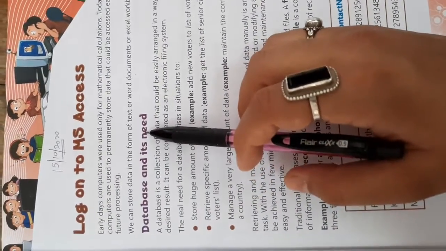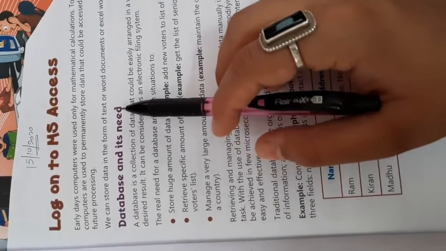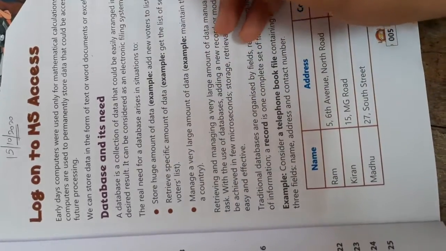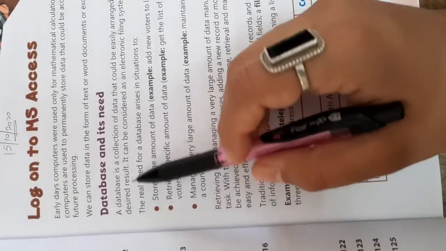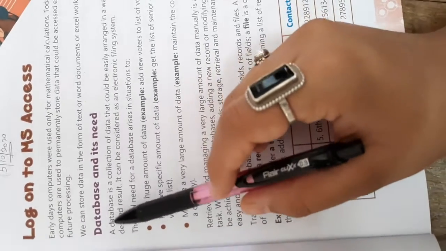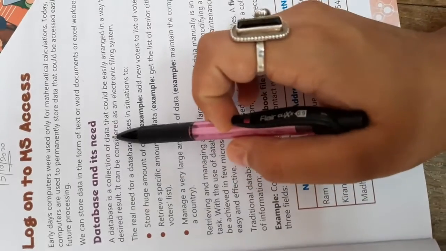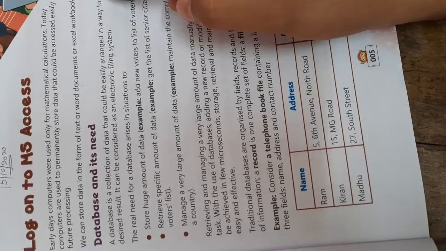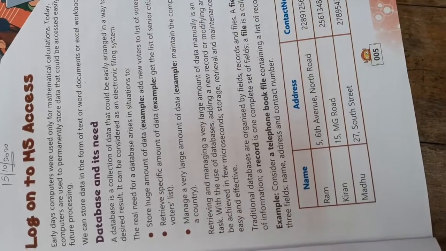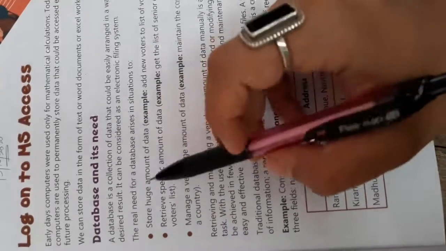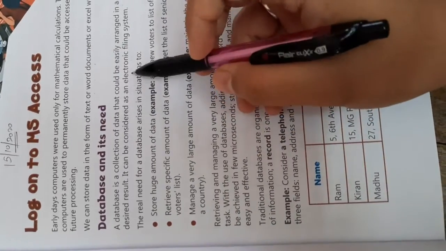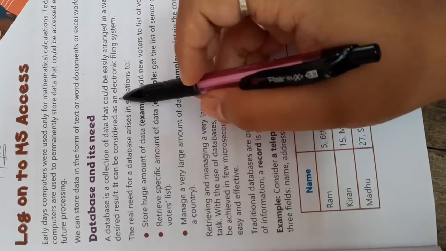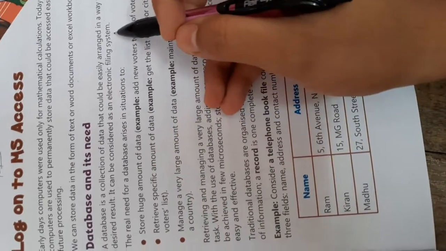Database and its need. Now what is a database and what are its needs? We will see. A database is a collection of data that could be easily arranged in a way to give out the desired result. It is a collection of data which can easily be arranged in a way to give out whichever result we want. It can be considered as an electronic filing system. Now what is it considered? It is considered as an electronic filing system.